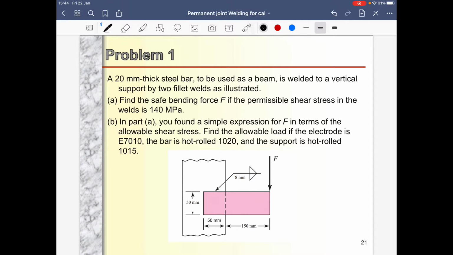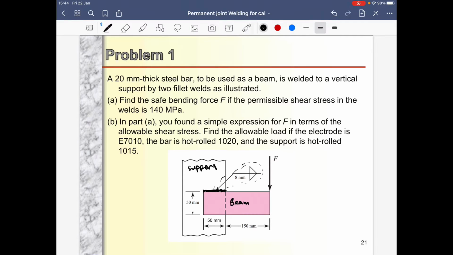This question says that a 20 mm thick steel bar is to be used as a beam. It is welded to a vertical support by 2 fillet welds as illustrated. So which one is the beam? This is the beam, welded to a vertical support, so this is the support, by 2 fillet welds. So where is the illustration for the welds? Yep, this one. When it shows this part, that means there is a fillet weld over here.